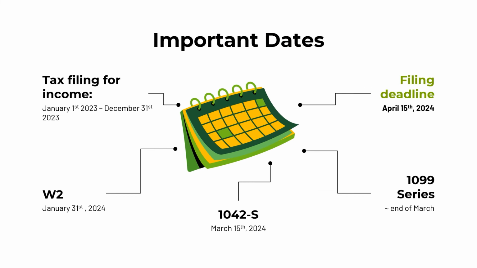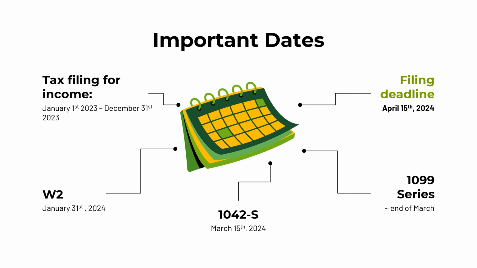Let's summarize the important dates that you need to mark on your calendar. Again, the 2023 tax filing season will cover income from January 1st, 2023 to December 31st, 2023. Towards the end of January, you should receive all W-2 documents.